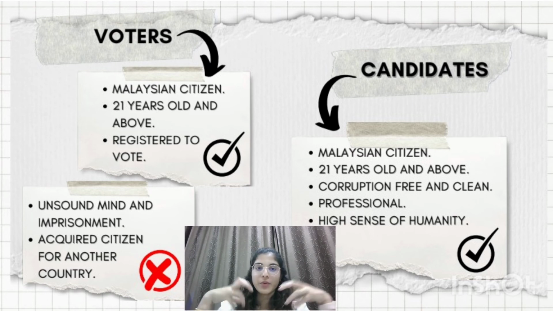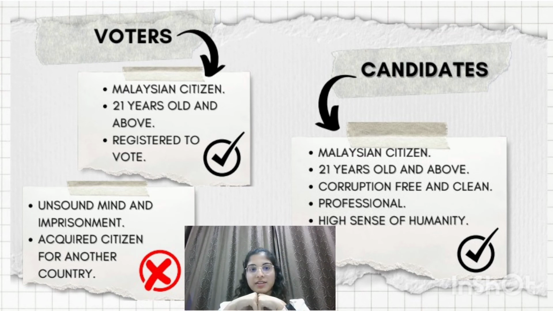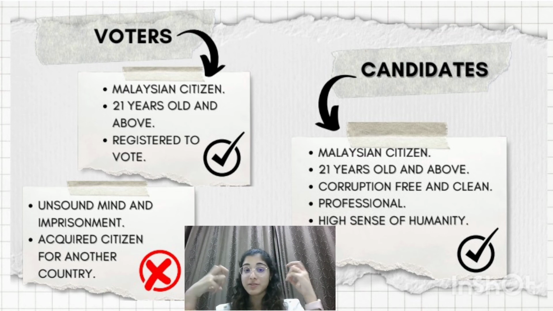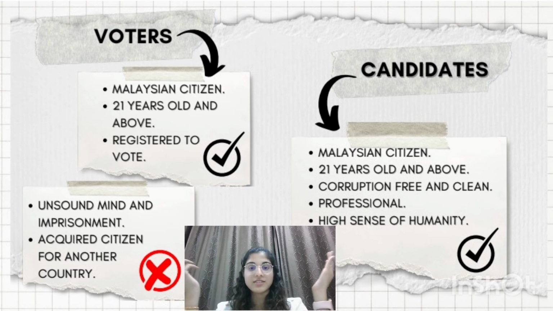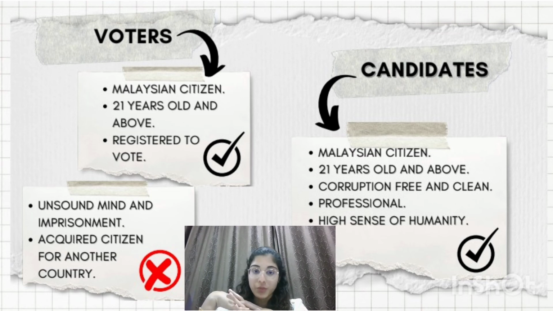Also, people with unsound minds, such as unstable mentality or due to any serious sickness that they are not able to think on their own, will not be eligible to cast their votes. At the same time, people who are convicted of any offence under the Election Offences Act 1954 will also not be eligible to cast their votes.